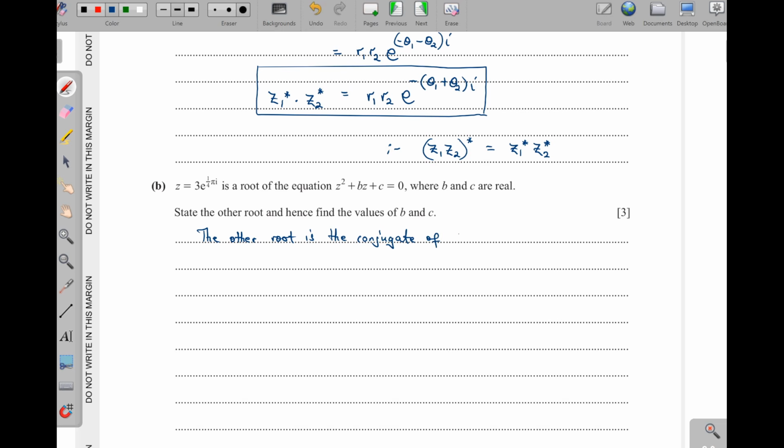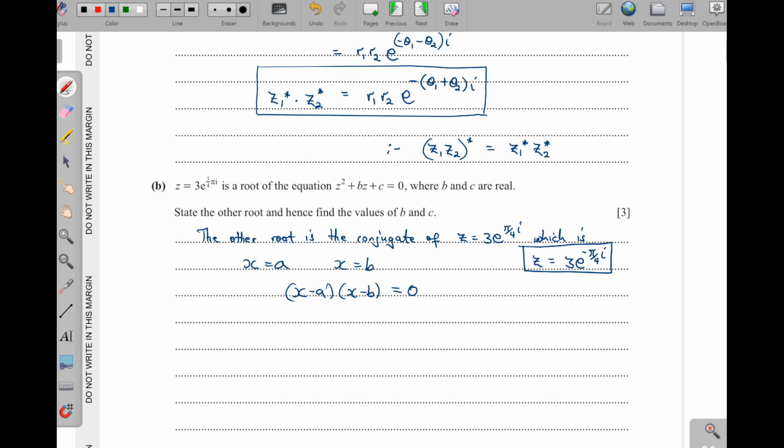The conjugate of z, which is equal to 3e to the power of pi over 4 i, is, you can say, z star equal to 3e to the power of negative pi over 4 i. So this is the other root, the conjugate. Okay, now if you're having two roots, let's say x is equal to a and then x is equal to b, these ones come from the factors x minus a, just like I've always been showing you how to solve the quadratic using a calculator.